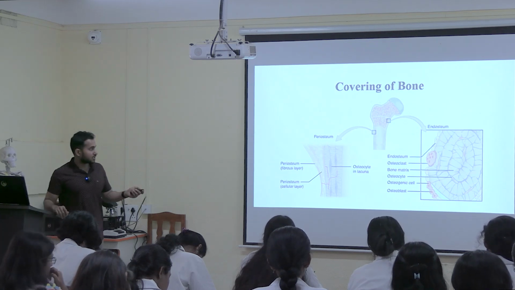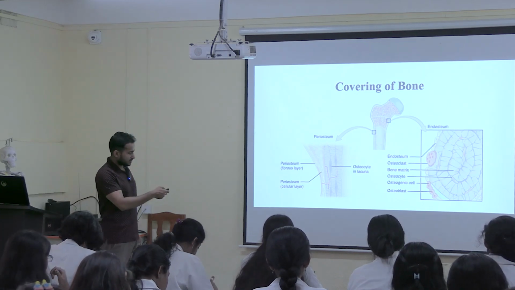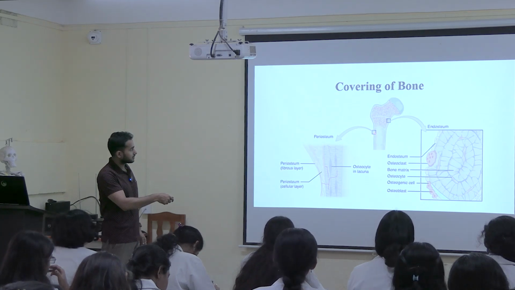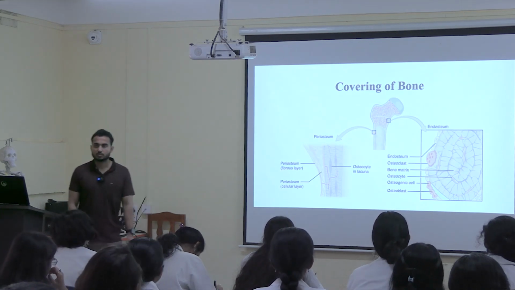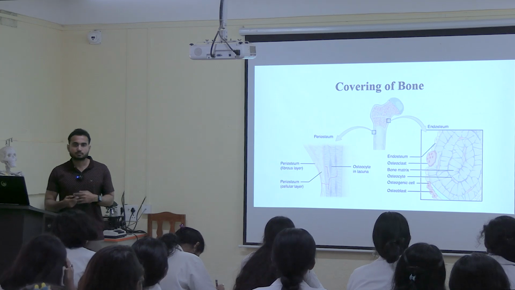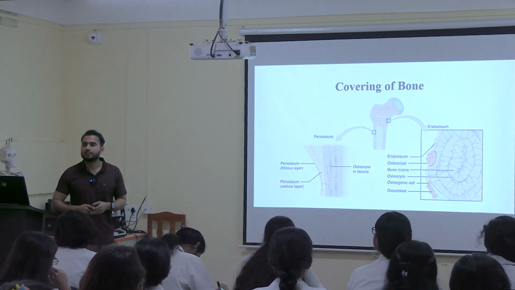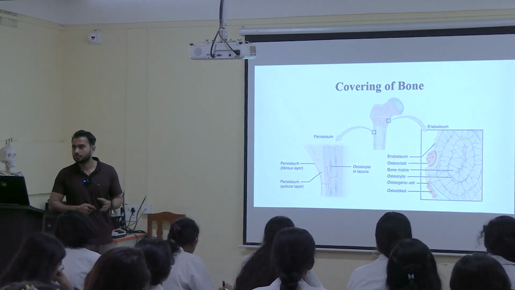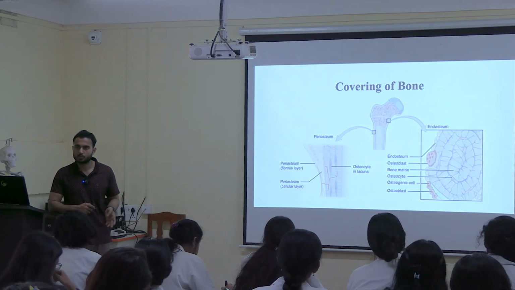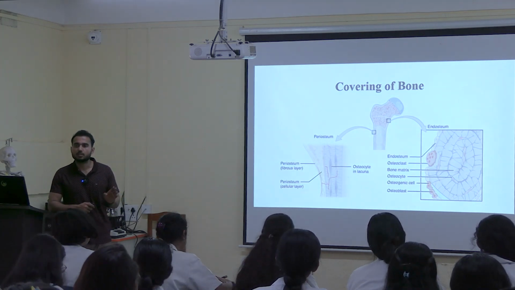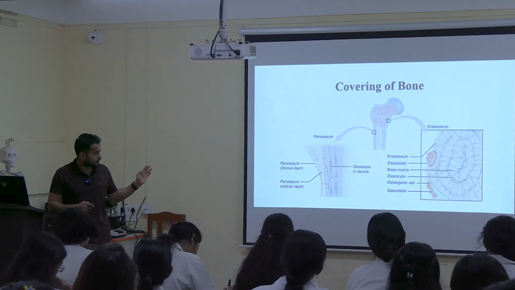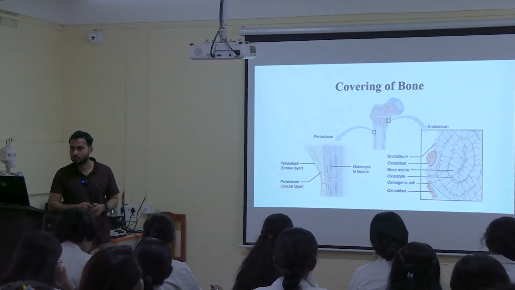Okay, next endosteum. You can see where the endosteum is present. ये देखो कहाँ पे endosteum रहता है. Now, as I said, periosteum is a vascular layer. It has a rich blood supply. It provides protection. Along with that, it also provides nutrition to the outer aspect of the bone.